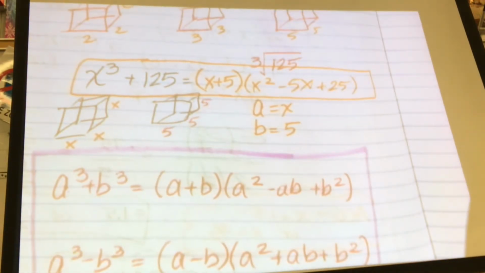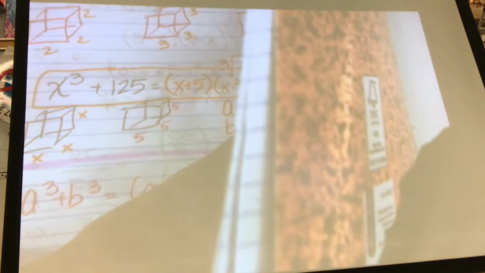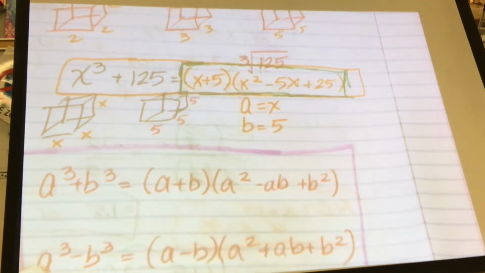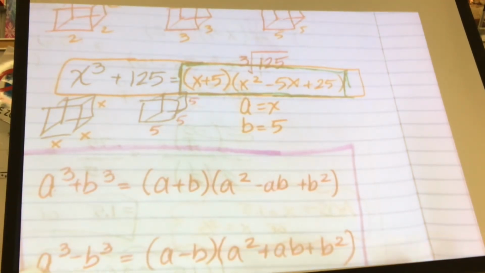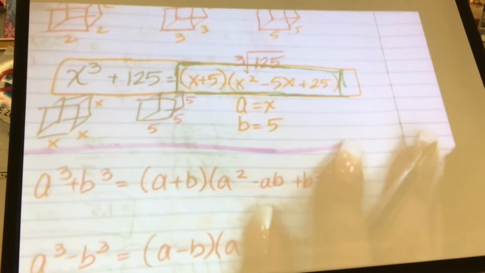Let's try another one. No. This right here, you guys, that I'm going to do in green, this is your answer. Right here. That's your answer. This is the formula to get to your answer. That's it. Let's try another one. Example 2. And then I'm going to teach you an easy way to memorize it.